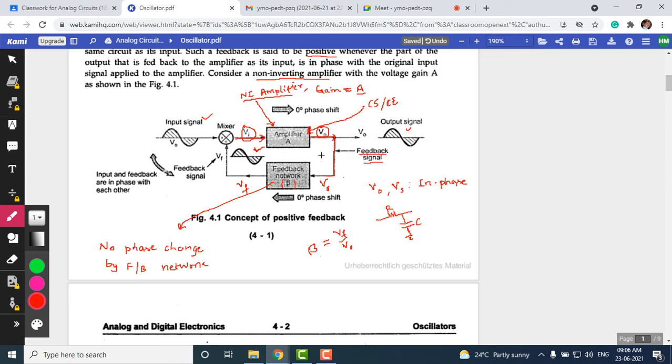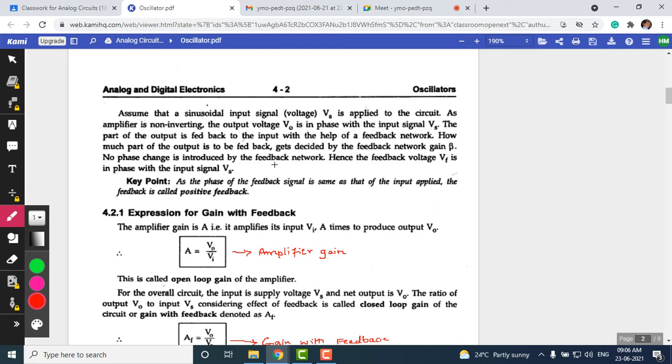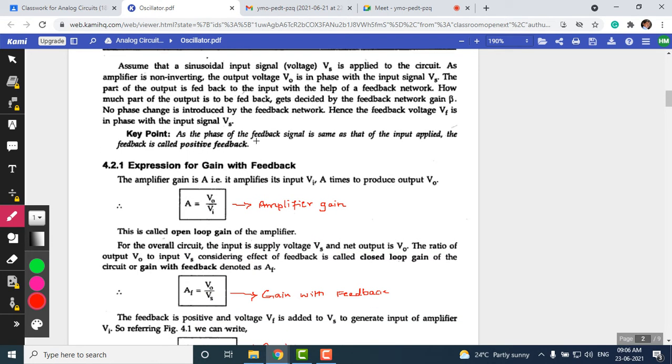So, the total phase remains 0 degree or 360 degree, and therefore the output is going to be in phase with the input, and even the feedback is going to be in phase with the input. So, this is the concept of positive feedback. The key point to observe here is that when the phase of the feedback signal is the same as that of the input applied, that feedback is called positive feedback.